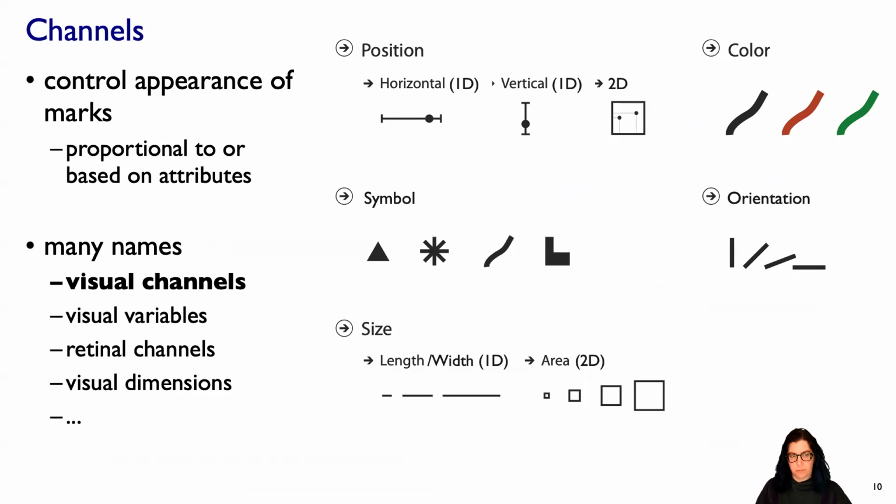Now, what about channels? So the idea is that channels are controlling the appearance of the marks, and it's in some way based on an attribute value. So maybe it's proportional to that attribute value. Now, there are many, many names people use for these things. I'm calling them visual channels or channels for short. Other people call them visual variables or retinal channels or visual dimensions. A lot of choices. We have position, horizontal or vertical, or the combination of both in 2 dimensions. We could use symbols to represent things. We could have size coding, either in 1D or in 2D. We could color code. We could orientation code. So we have a lot of choices.